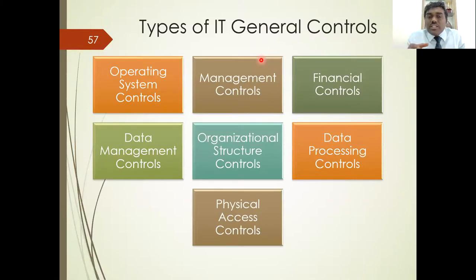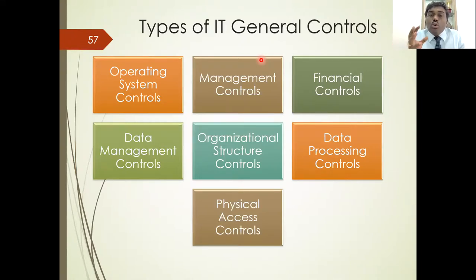What you see here are the various types of general controls: operating system controls, management controls, financial controls, data management, organization structure, data processing, physical access, all of them covered under your IT general controls. So operating system controls is whether your operating system is regularly updated, patches are updated. What is the meaning of a patch? Patch is nothing but the latest release of your operating system.